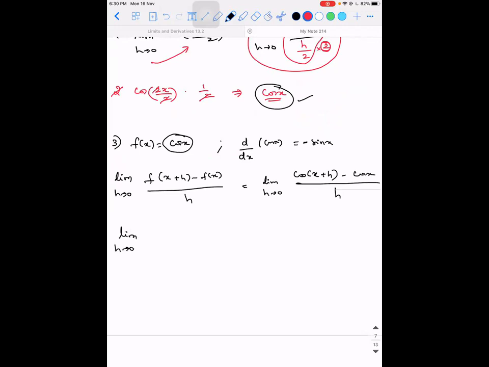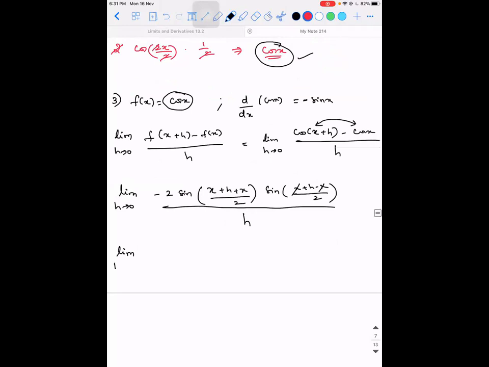So limit h tends to 0. Cos c minus cos d, what is the formula? I asked what is cos of x plus h minus cos x. That is cos x minus cos y, which is minus 2 sine of (x plus y) divided by 2, sine of (x minus y) divided by 2, the whole divided by h. Right? So x and x will get cancelled.